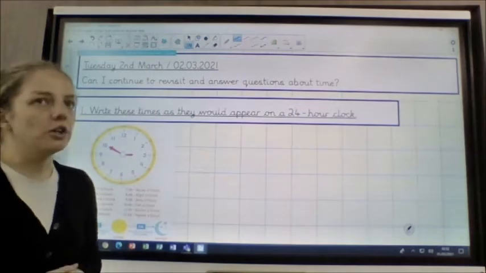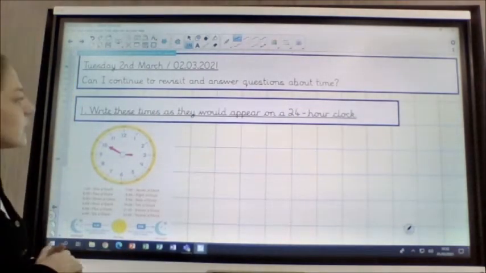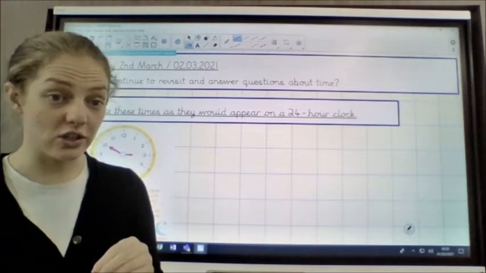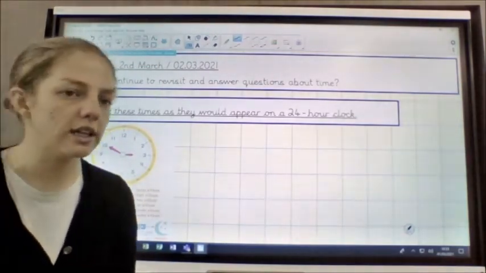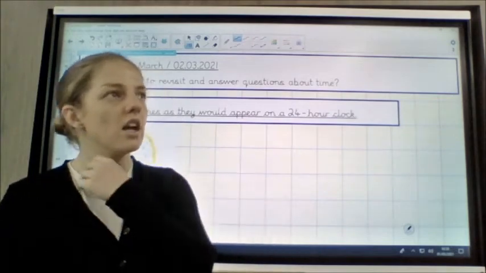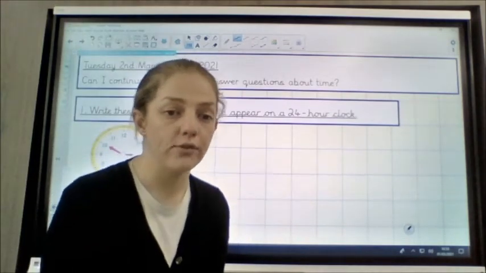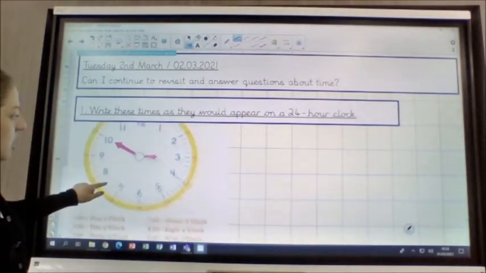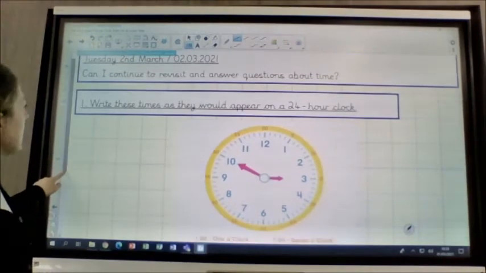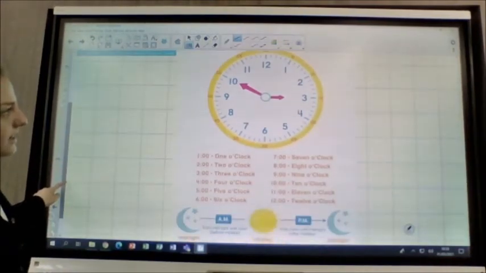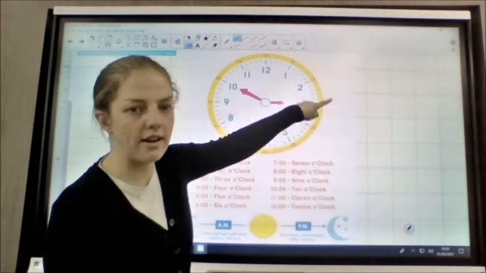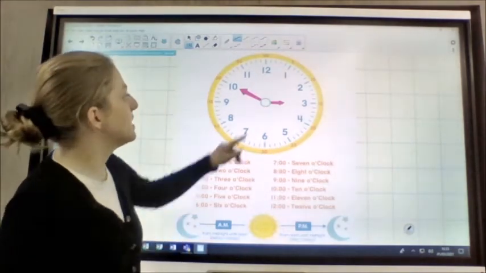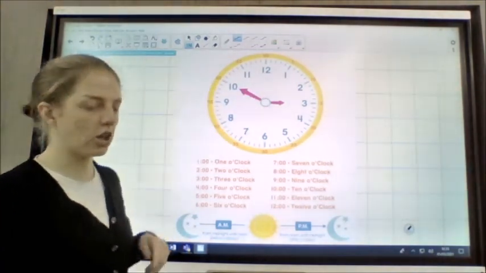So you are going to be looking at converting analog into digital time, and you're also going to be looking at converting how you would write your time down for a 24-hour clock. Okay, so on my board here I've just got a picture of a clock, and it shows you the minutes around the outside in the yellow band, and it's going up in fives, and it also shows you the time that you see on the clock face.